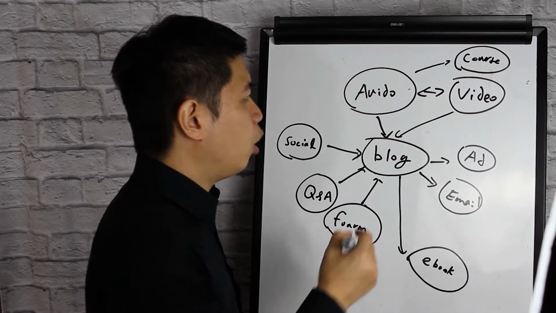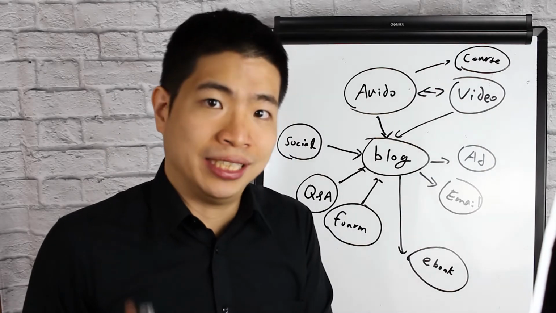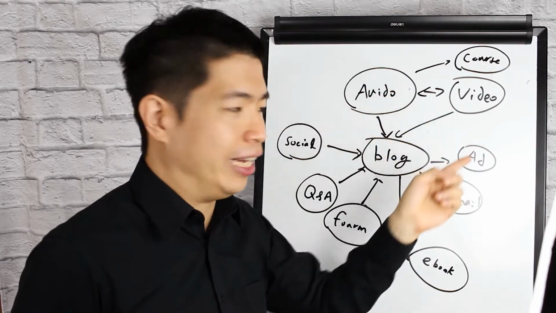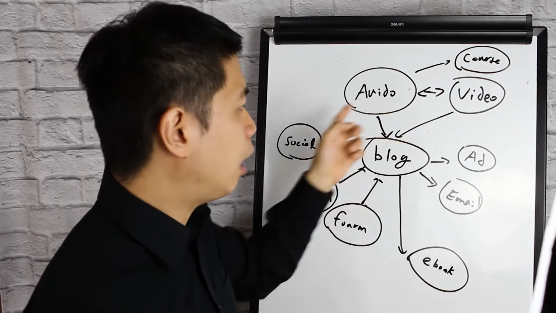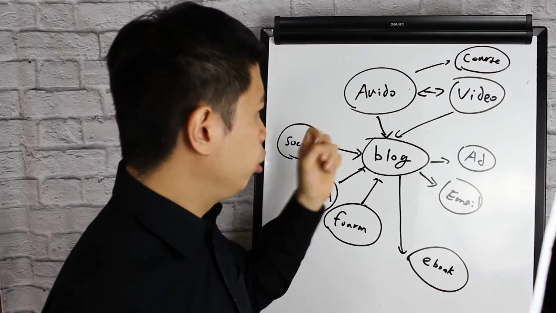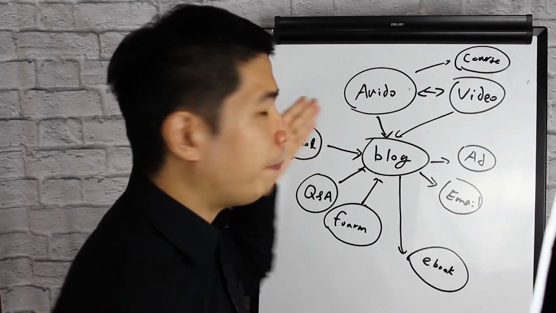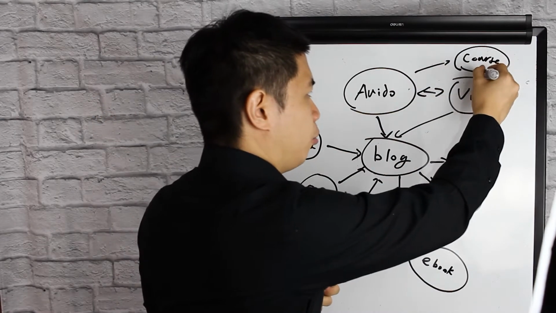So that's how. The only part you have to create yourself is the audio or the video. It depends on which one you like. Then you can create the blog. So that's how you create blog. Then you can use the audio and the video, repackage it and launch a course. So that's how you create a course, right?